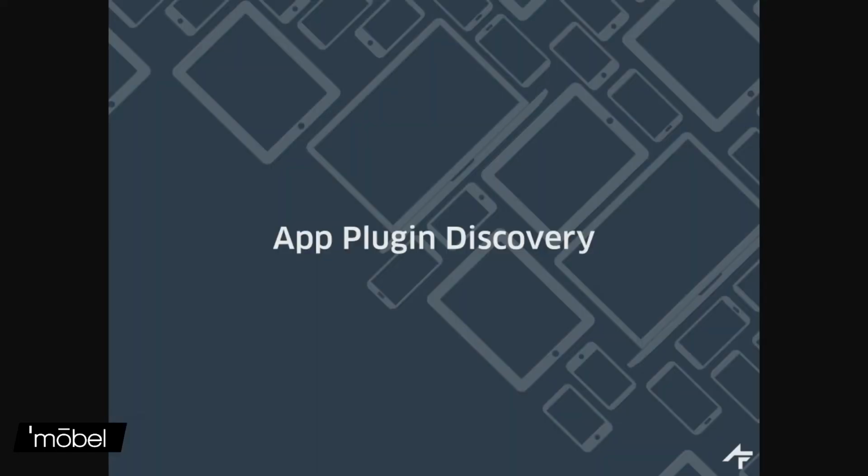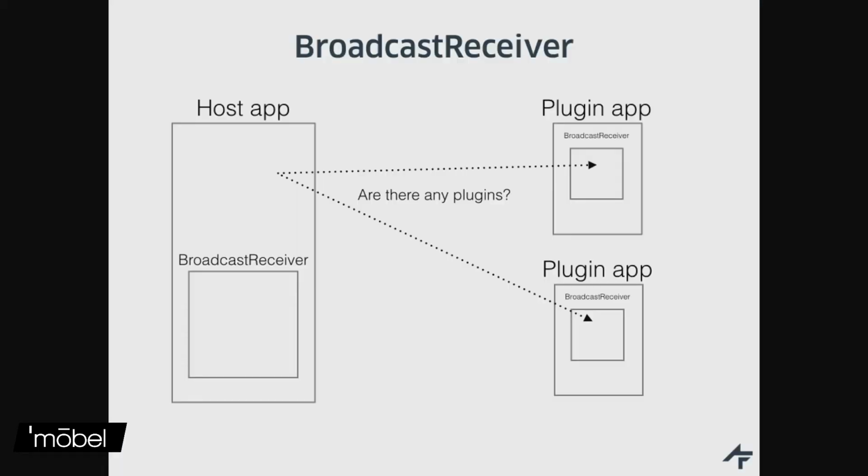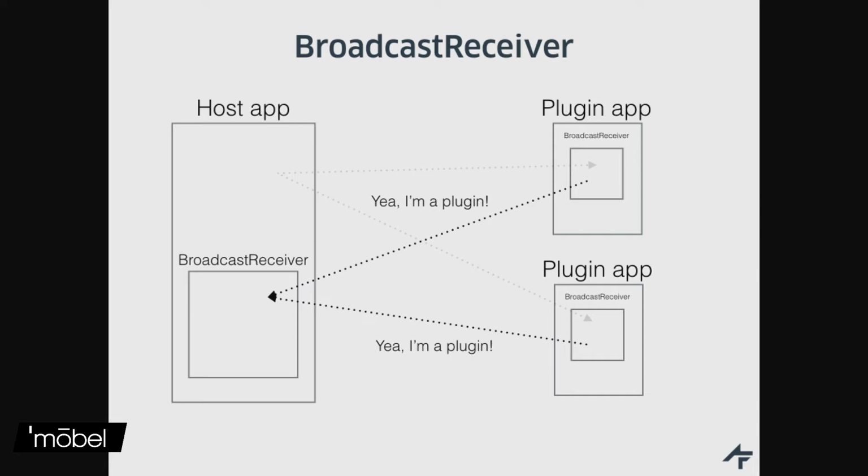Now your users find your app. How is your host app going to find your plugins? Well, the most simple example is maybe a broadcast receiver. So you have your host app, and that's going to broadcast, hey, are there any plugins? And then you have plugin apps that have a broadcast receiver. They're going to receive that broadcast, and they're going to send back, yeah, sure, I'm a plugin. And then your host app knows, okay, so I have these plugins I can communicate with.